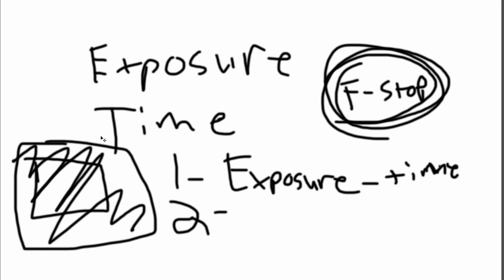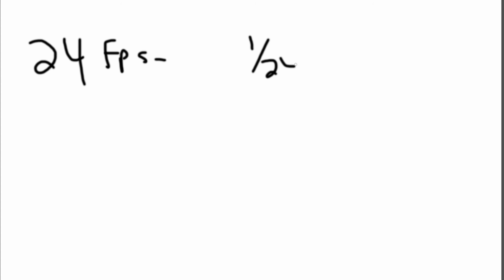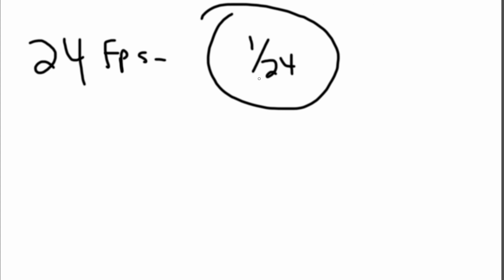If you're doing motion picture, let's say you're shooting film at 24 frames per second, that means you can expose every single frame for a maximum of 1/24th of a second. If you're set at maximum exposure time per frame, 1/24th of a second, that is your shutter speed. That's not very standard for film.